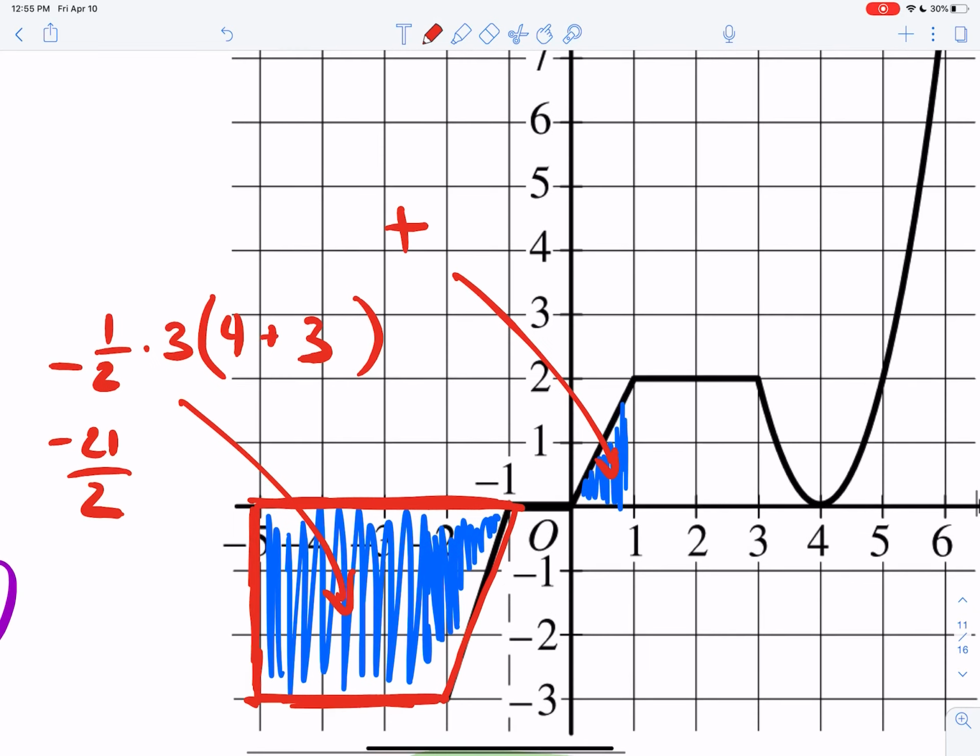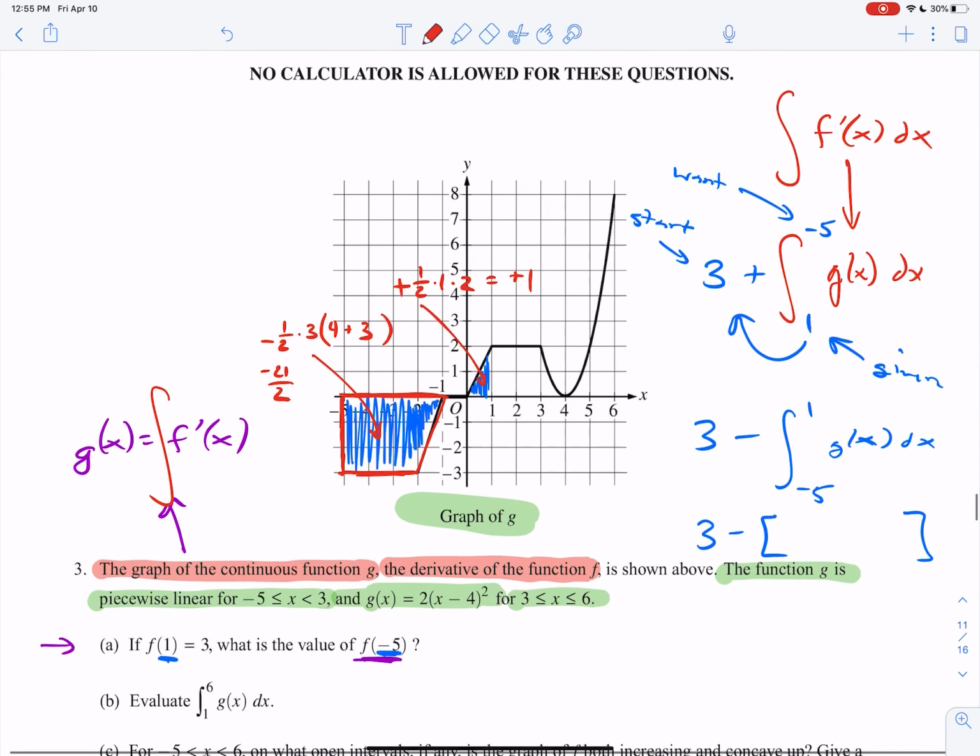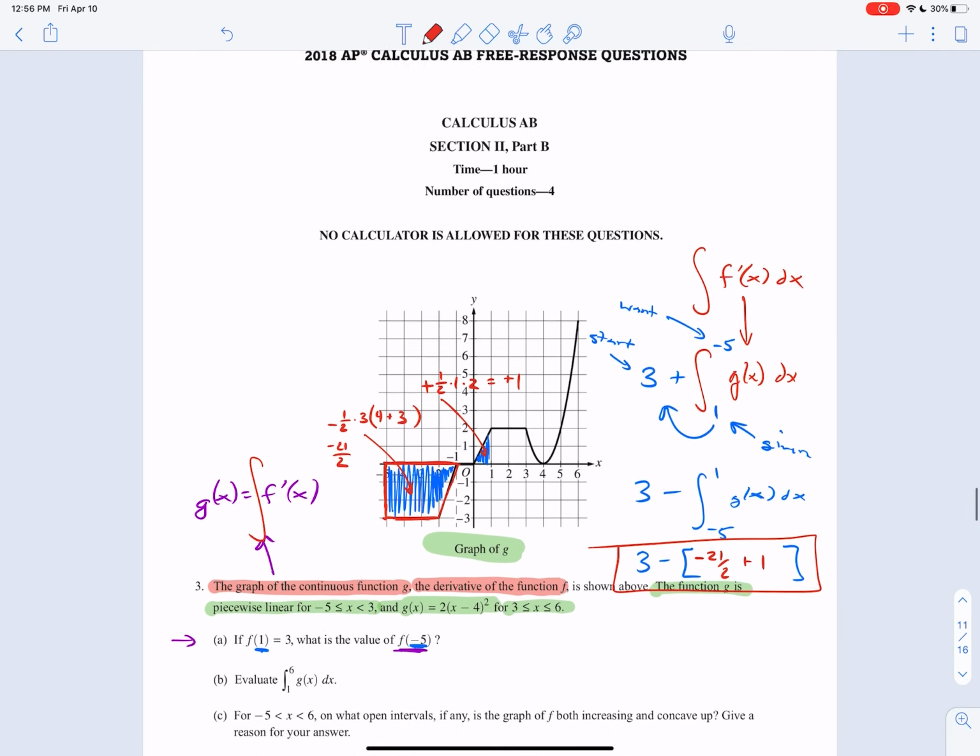Over here you have a standard triangle, 1/2. The base is 1, the height is 2, so that comes out to +1. So that's just going to be -21 over 2 plus 1. You could have left it as bare as possible if you wanted to, but there you go. Equals, okay.